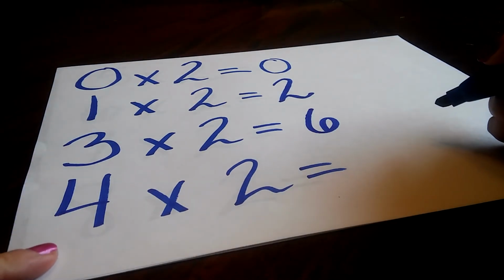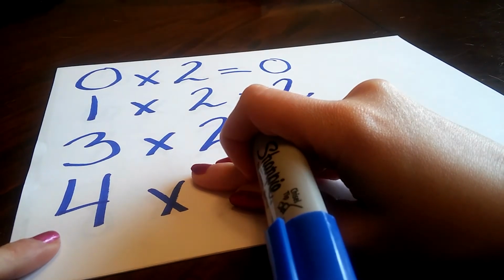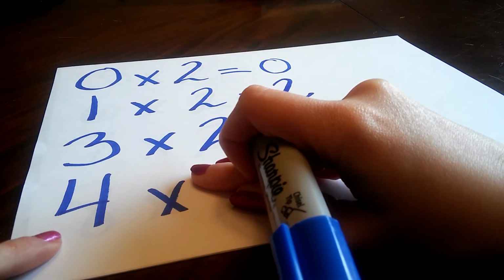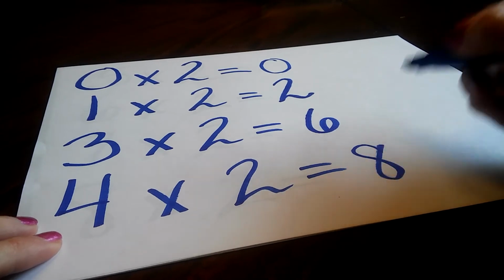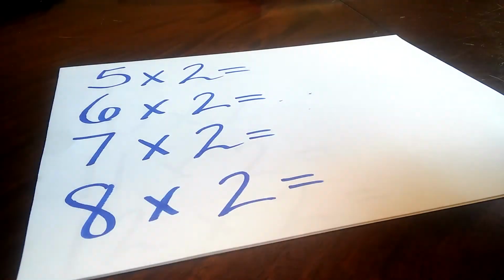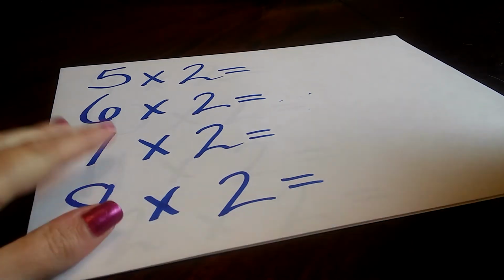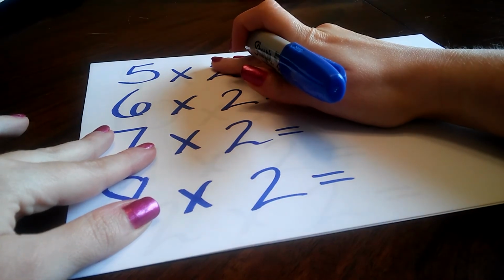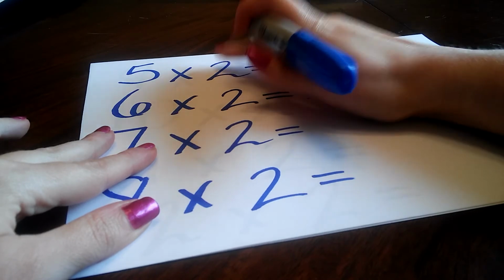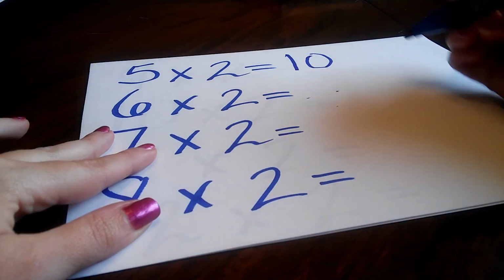Same thing with 4 times 2. You're going to just look at the 4, and say 4 plus 4. 4 plus 4 is 8. That's the same thing as 4 times 2. So 4 times 2 is 8. Okay, let's keep going. 5 times 2, whoops, sorry, I bumped the camera there. 5 times 2 is the same thing as 5 plus 5. So 5 plus 5 is 10, which means 5 times 2 is also 10.